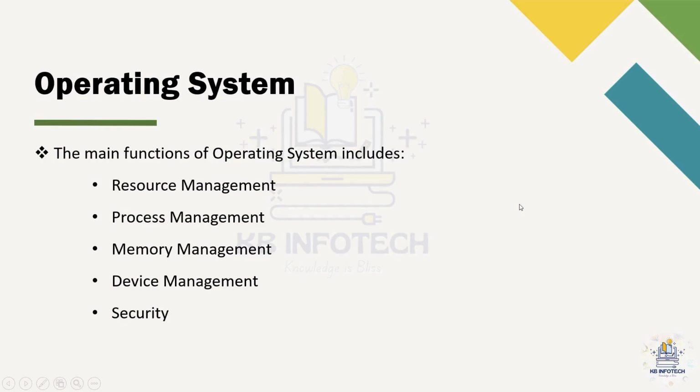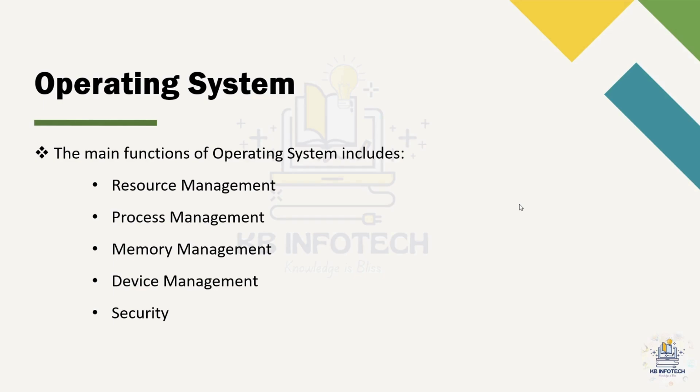Operating system is responsible for some important functions like resource management. Means the operating system manages and allocates memory, CPU time, and other hardware resources among the various programs and processes running on the computer. Then process management means the operating system is responsible for starting, stopping, and managing processes and programs. It also controls the scheduling of processes and allocates resources to them.